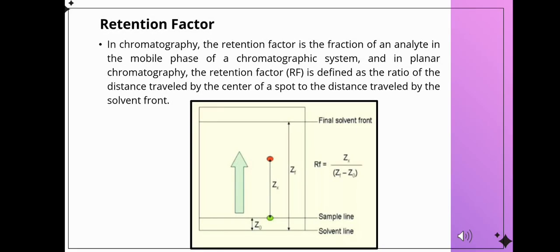In chromatography, the retention factor is the fraction of an analyte in the mobile phase of the chromatographic system, and in planar chromatography, it is defined as the ratio of distance traveled by the center of the spot, that is the solute front, to the distance traveled by the solvent front. As seen from the figure, the retention factor RF is equal to Zx upon Zf minus Z0.